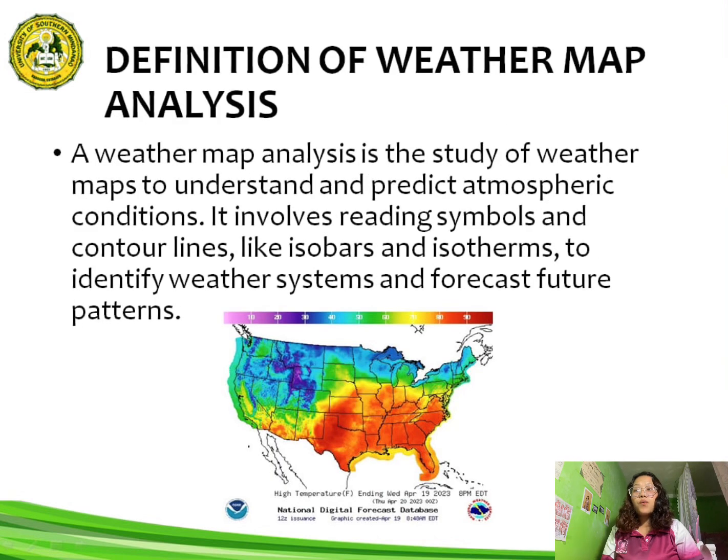So first, what exactly is weather map analysis? Weather map analysis is the study of weather maps to understand and predict atmospheric conditions. It involves reading symbols and contour lines like isobars and isotherms to identify weather systems and forecast future patterns. So basically, reading all of those weather symbols, lines, and colors to figure out what's happening in the atmosphere and what's going to happen next. Meteorologists and even us can use it to make smart predictions about the weather.